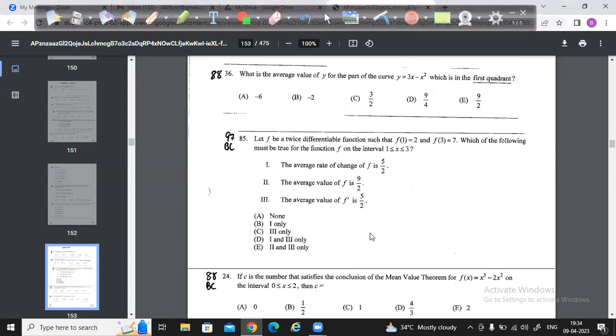Give me the answer for 85. I expect everyone to give me an answer. Just read the question carefully and give me the answer.